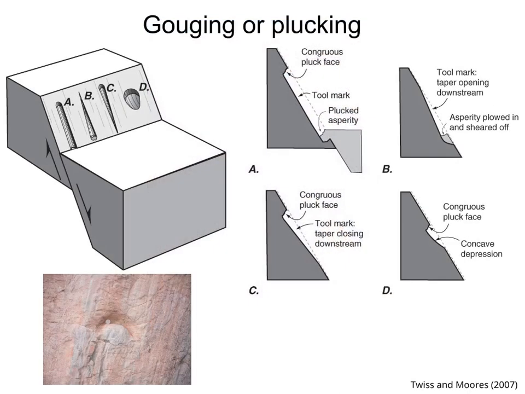Gouging or plucking of rock material is also observed on fault surfaces. Figures A to D show different types of plucking structures on the fault surface and in profile view. Notice that the shape of the depression indicates the direction of fault movement. For example, in the picture which shows a concave depression in a fault surface, the hanging wall block moved downwards. This is a normal fault.